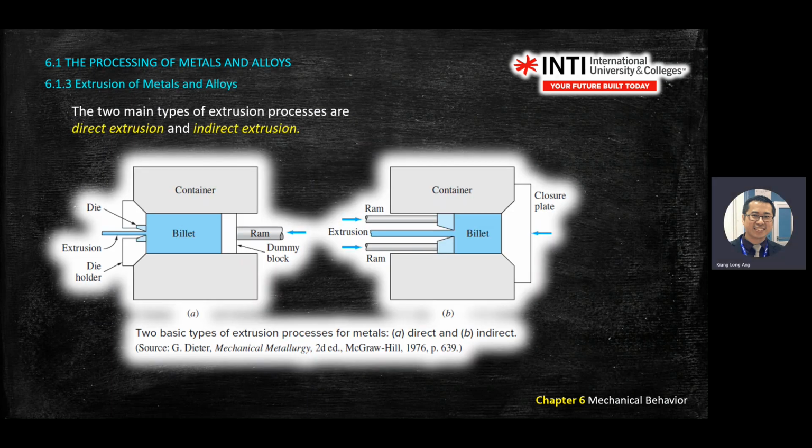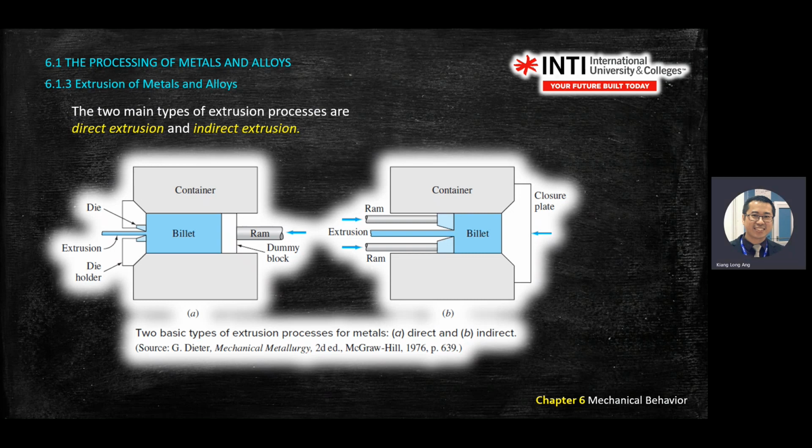So you have two types of extrusion: direct extrusion and indirect extrusion. On the left is direct extrusion, where you see there is a billet. It is the raw material. There's a ram forcing the billet into the die, and then you have extrusion products. This is called direct extrusion, where you straight away get the shape that you want.